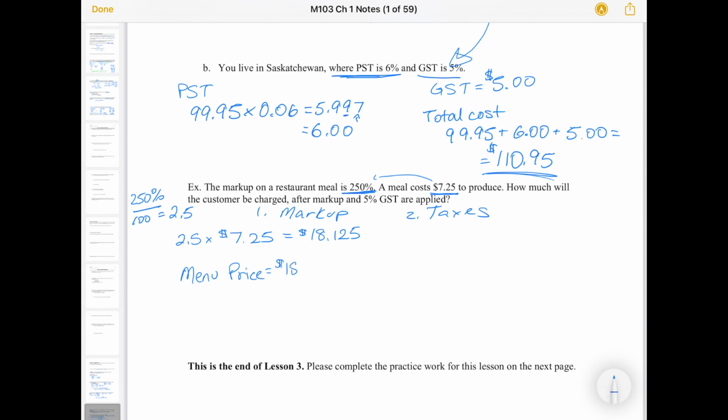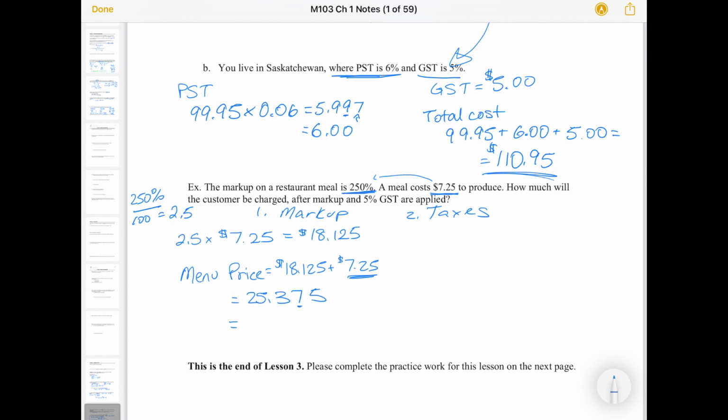is this: 18.125 plus $7.25. And especially with big markups, don't forget to add your original price, right? That the cost to produce, the manufacturing price, always add that piece too. All right, we add them together, and I'm going to get 25.375.